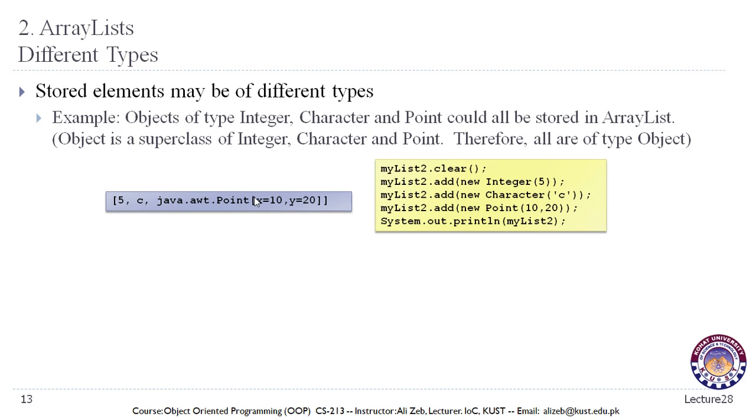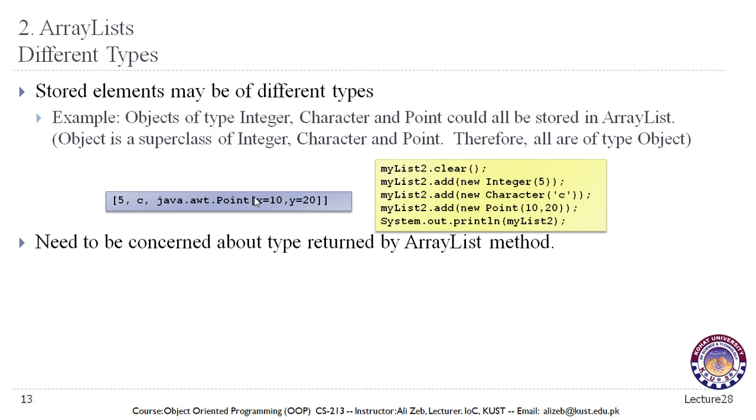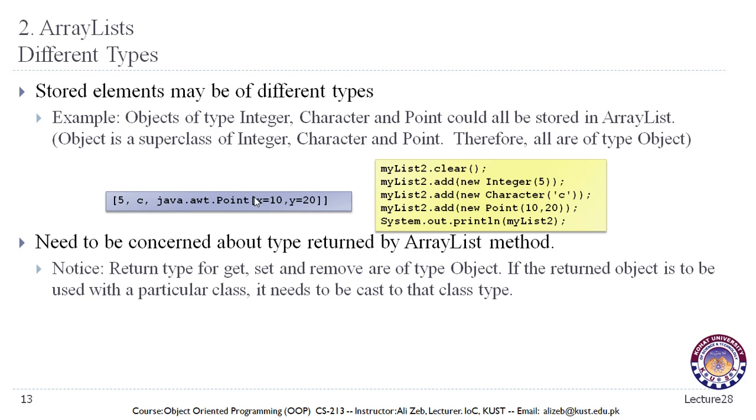So we can store an integer in our array list, we can store a character in our array list, we can store a point in our array list, and if we print, then we can see at the output that elements of different types can be stored in an array list. We need to be concerned about the return type of the array list method. So the return type for get, set, and remove is of type object.